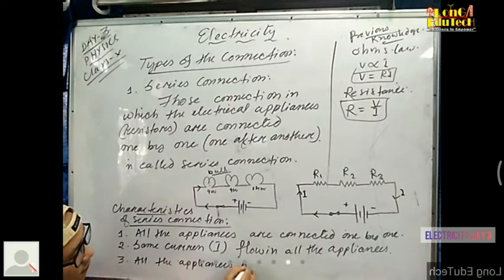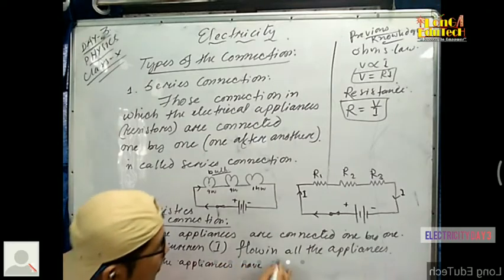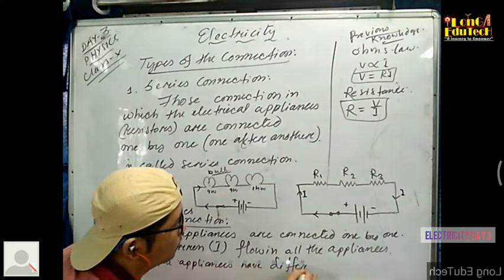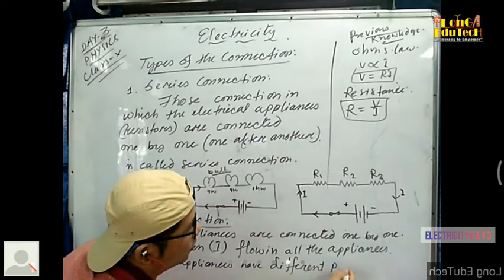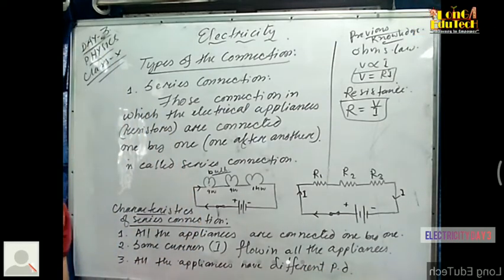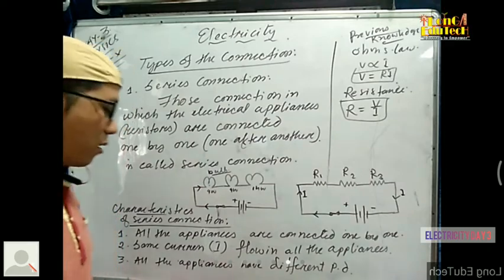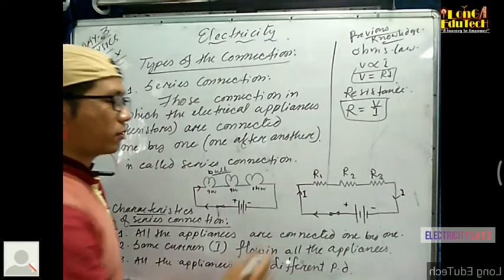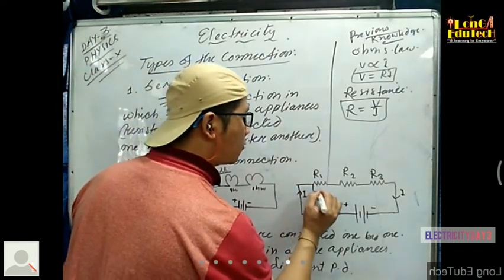appliances have different potential difference, नहीं तो different voltage. Okay, it works on the different voltage, you can see in that also. Okay, so R1 here will produce the V1.